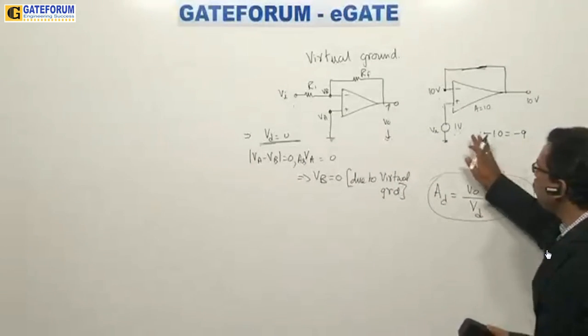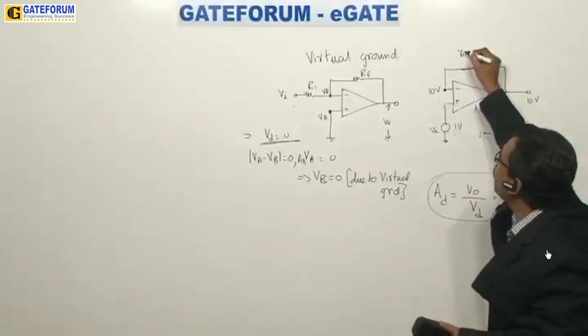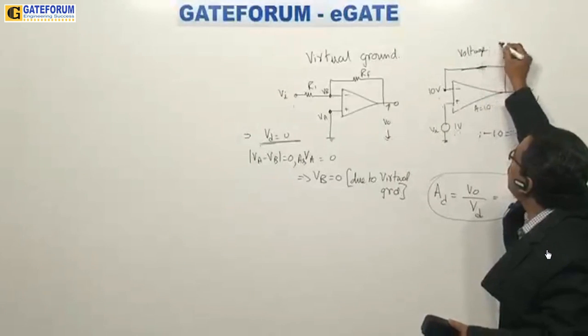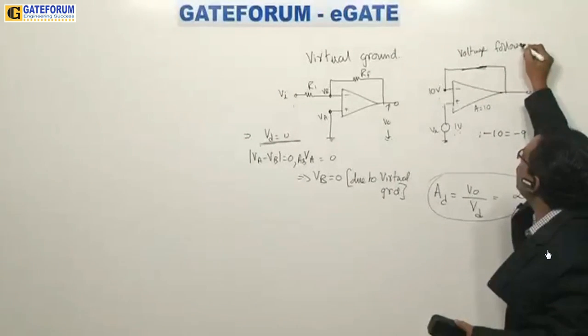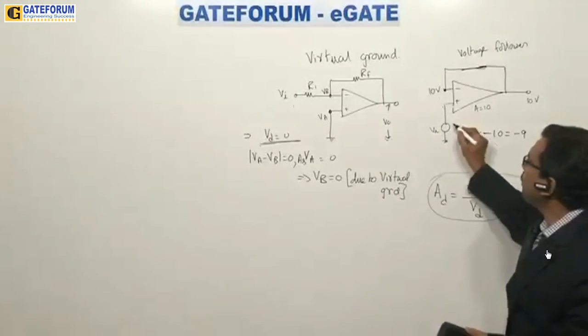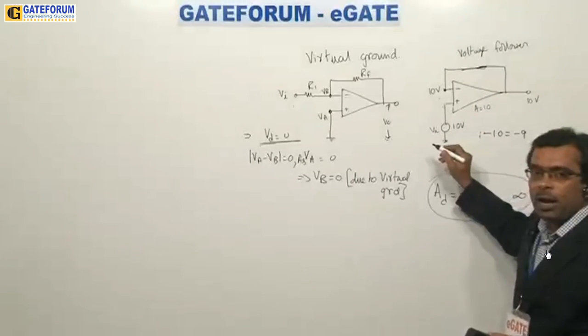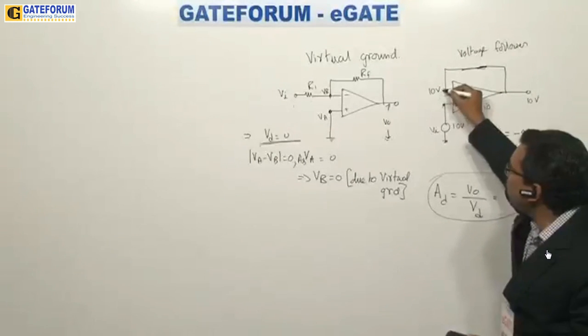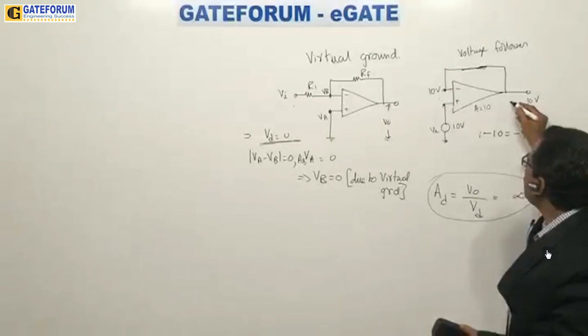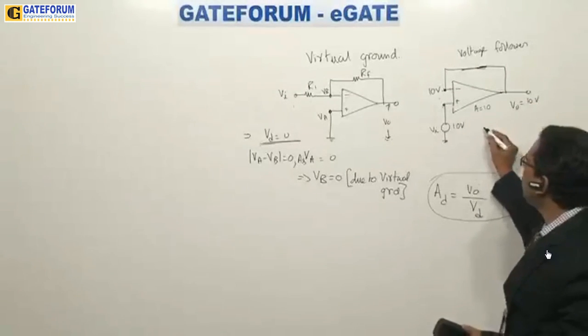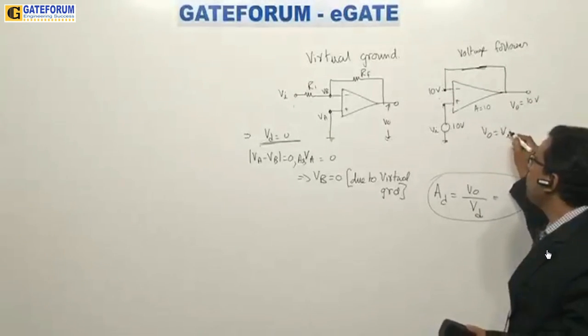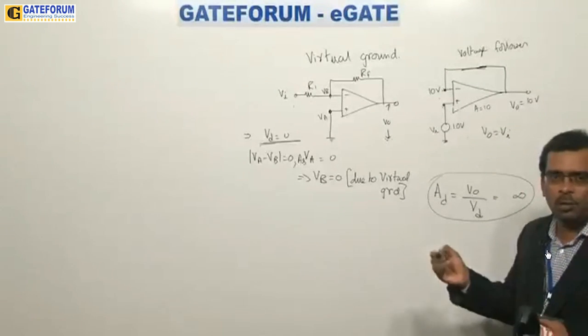Now try to see, this is nothing but a voltage follower circuit. In a voltage follower circuit, suppose I give 10 volts here. If this is 10 and here also it is 10, therefore the output voltage V output is equal to 10. So I say that V output is equal to V input in the case of a voltage follower.